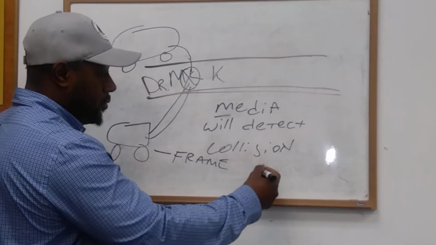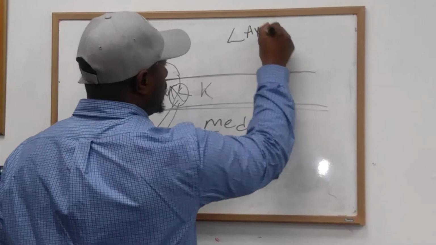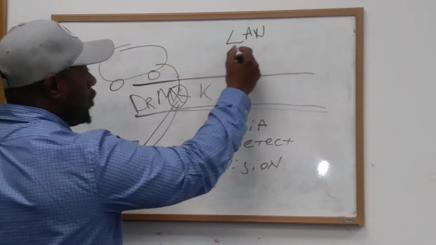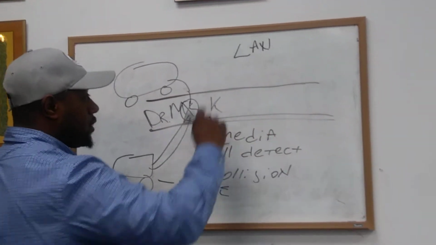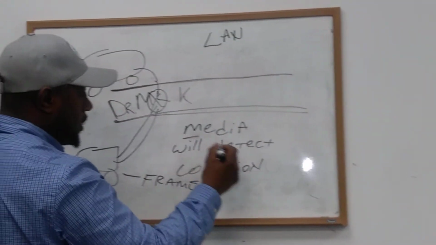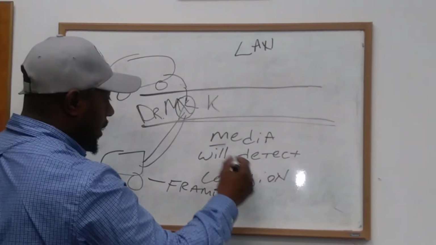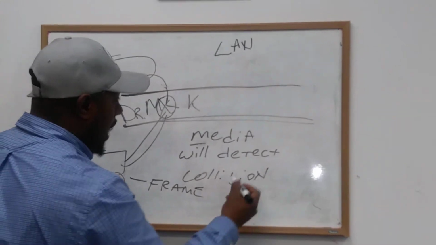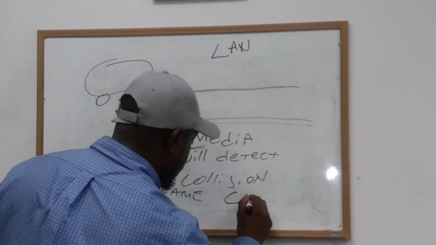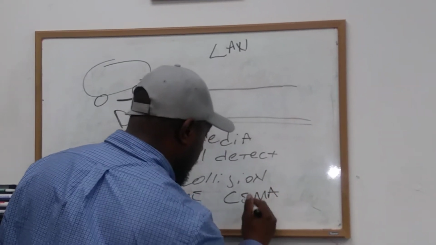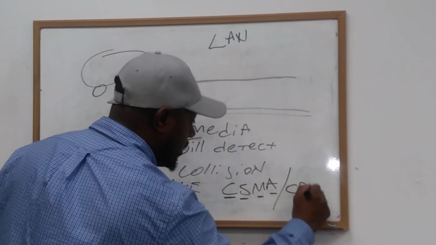Because data link, well, it's not a frame. In the local area network, and you watch my videos, you understand about local area networks, we have frames that go across the LAN. So if two frames collide, then the media will detect a collision. So that's the concept: carrier sense multiple access with collision detection.